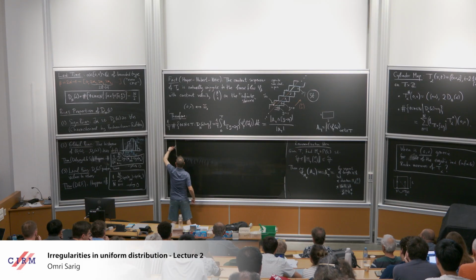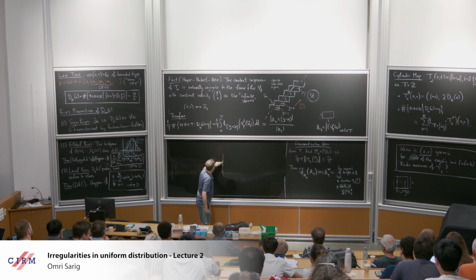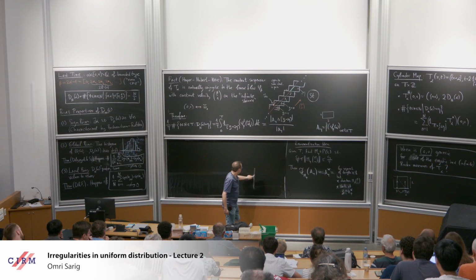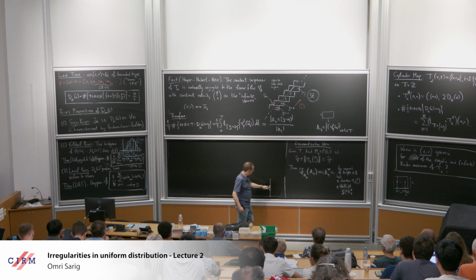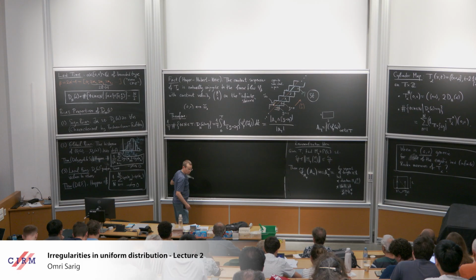Okay, so I remind you that our automorphisms are affine. They have a constant derivative. Affine maps are similarity maps. They do not preserve lengths, but they preserve ratios of lengths. So the trick is to observe that what is important for us are not lengths, but ratios of lengths. And therefore, we are in good business.